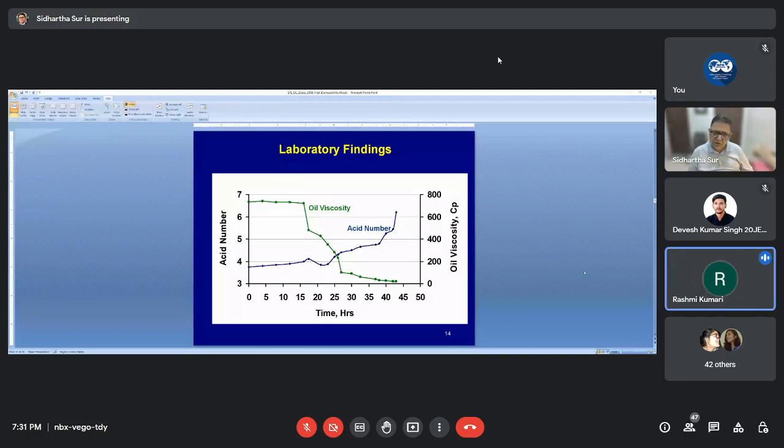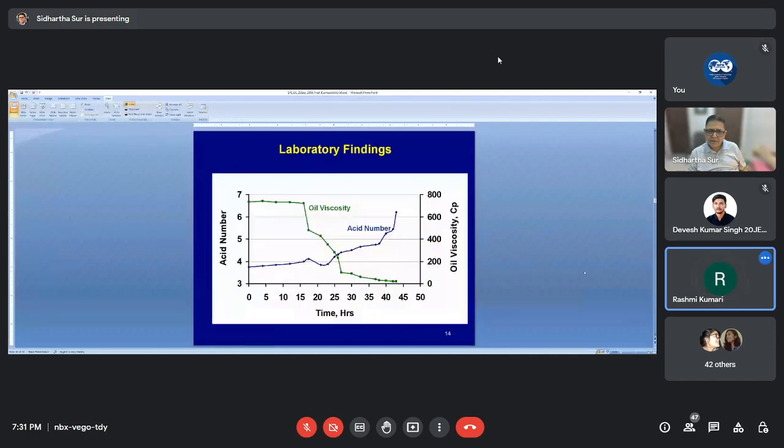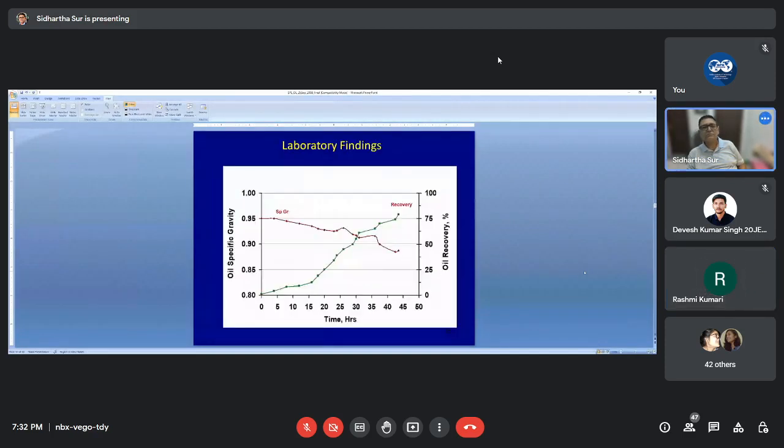Any question? Sir, I think your screen has frozen. Currently we're seeing a graph of acid number versus time. Now we can see the next one. You can see now. So now I'm seeing acid number versus time. Can you see this? Yes, sir, I can see this.